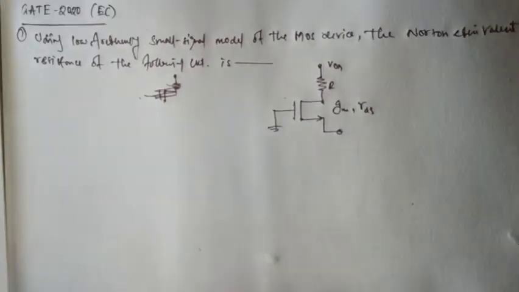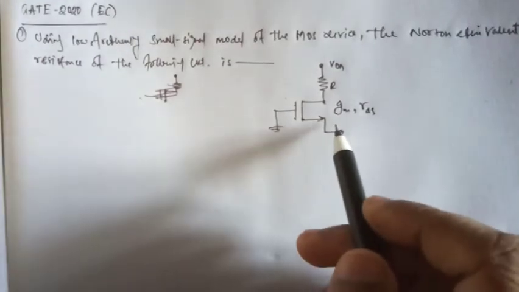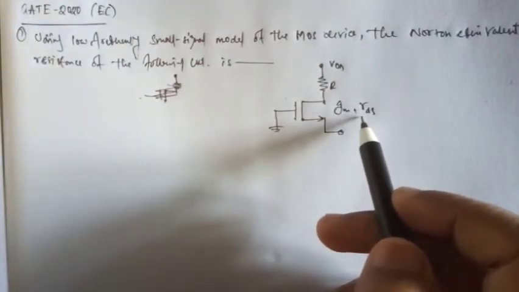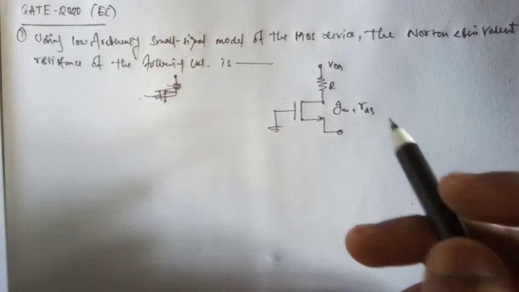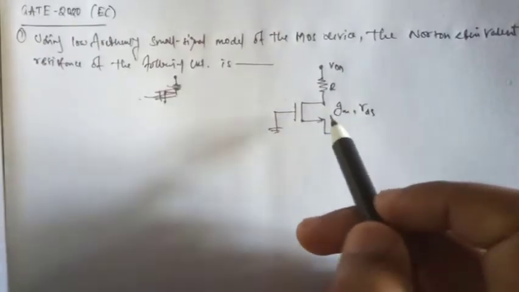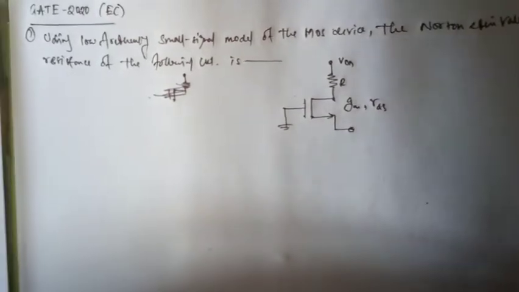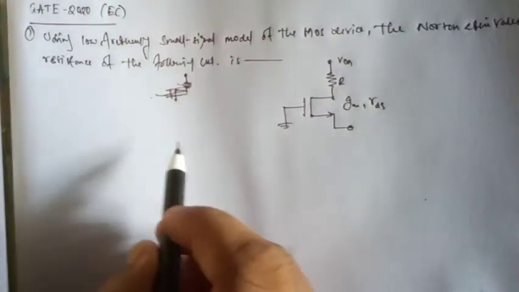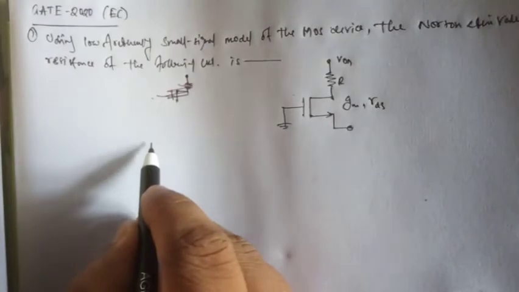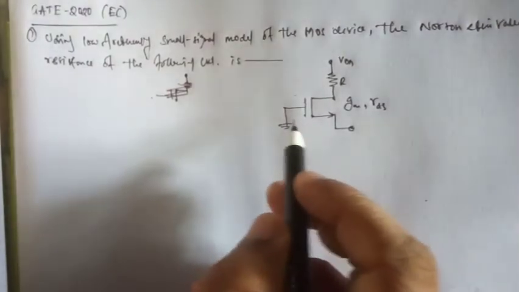For that, what is given is gm, the transconductance of the MOSFET, and rds, the output resistance from drain to source. So for the calculation, we first have to draw the small signal model of the MOSFET. Here the small signal model is drawn in accordance with the circuit.